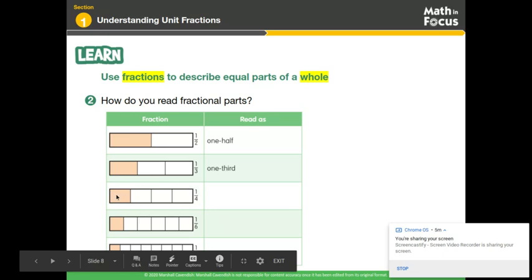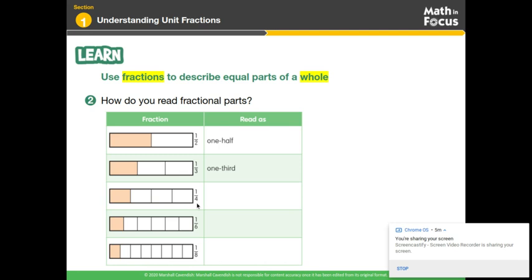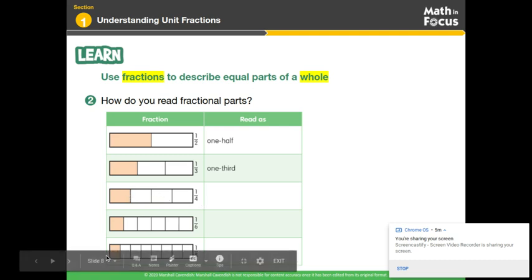This model is a rectangle with 4 equal parts. The denominator is the number of total parts in the whole. There are 4 there. 1 part is shaded. How do you read this fraction? If you said 1/4, which is smart, you are right. 1/4 and one fourth is the same thing.